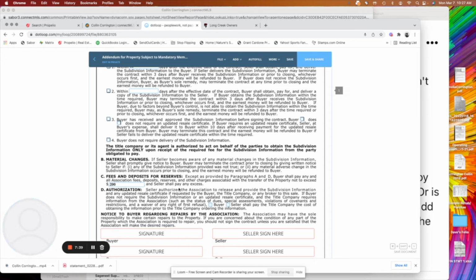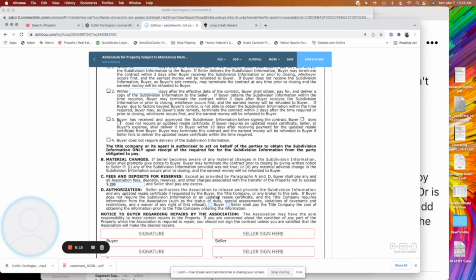The last one is the seller authorizes the association to release and provide the subdivision information and any updated resale certificate if requested by the buyer, the title company, or the broker, any broker to the sale. So the seller has authorized us to go talk to these people. We don't have a right to talk to them because we don't live there. They don't have to talk to us. But with this paper signed, they've given us, for lack of a better term, a power of attorney to go talk to them.